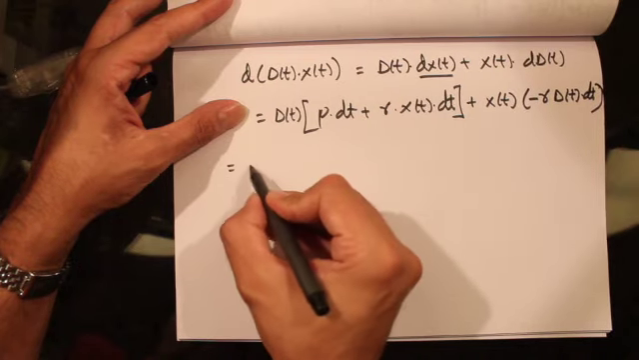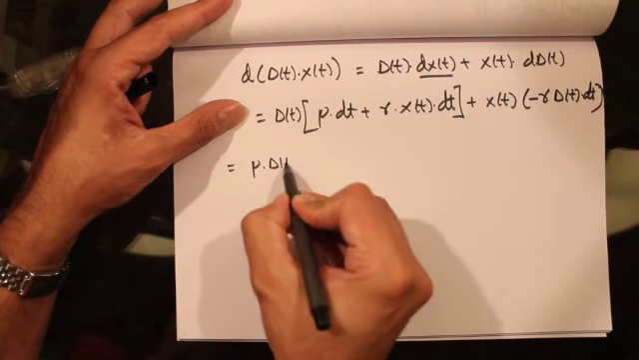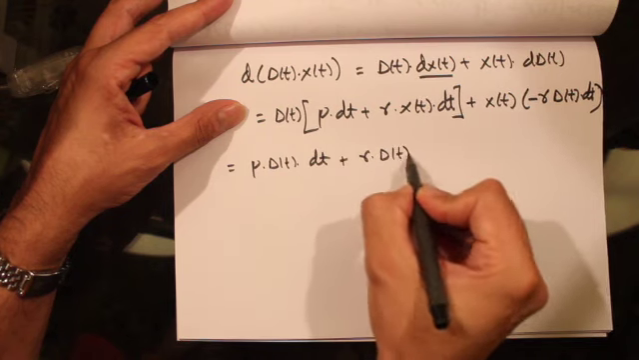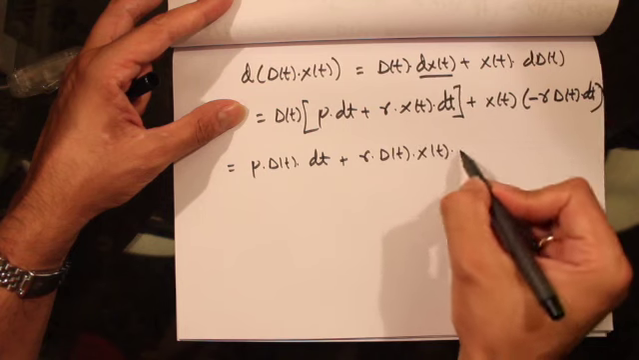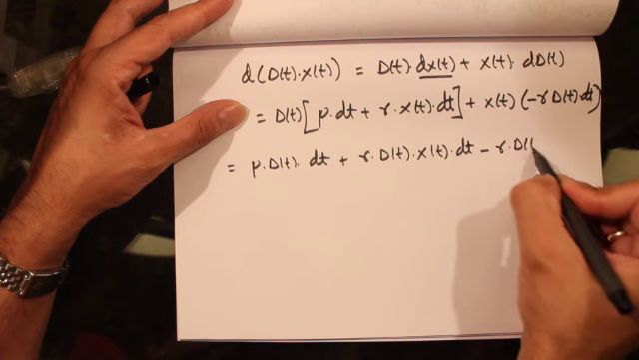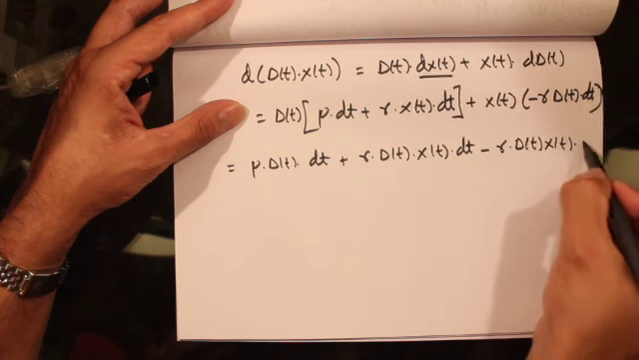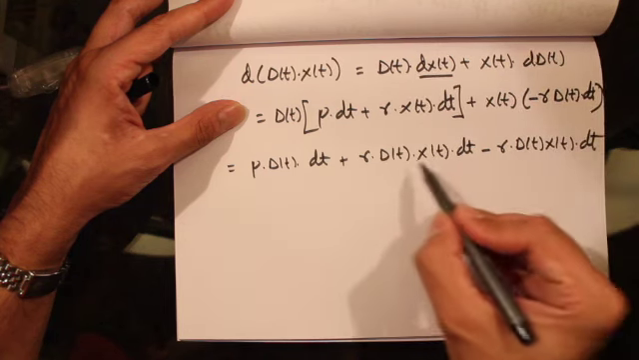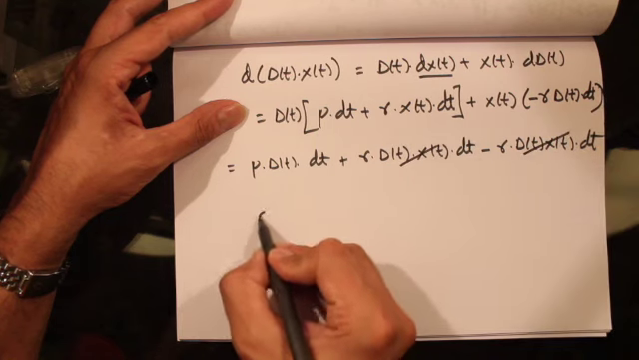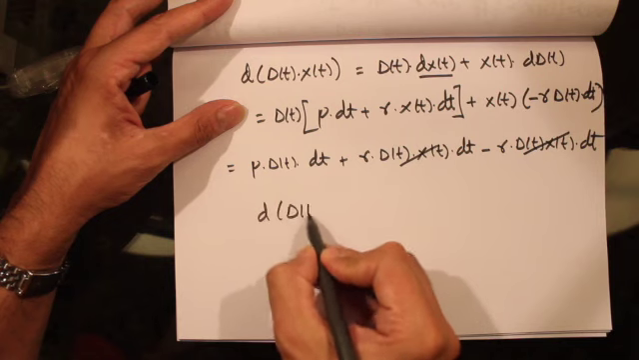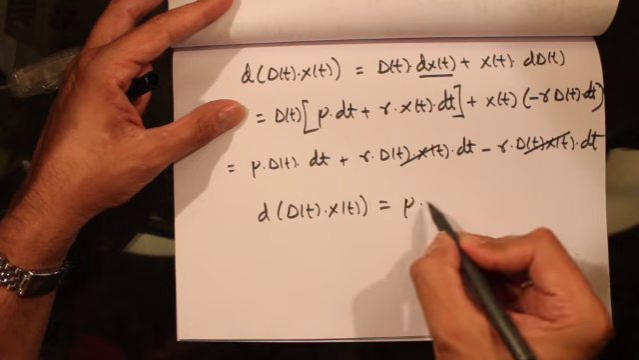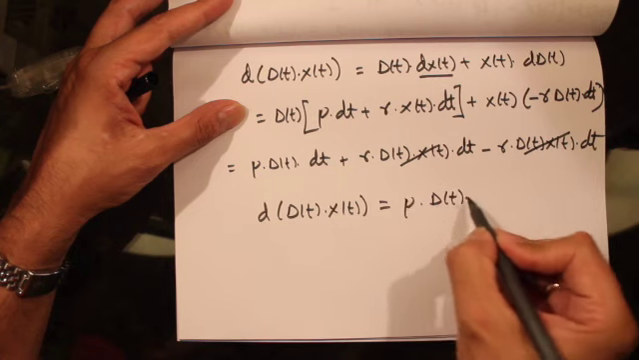Let's open the brackets here. We'll get mu dt times d(t) plus r d(t) xt dt minus r d(t) xt dt. The r d(t) xt dt and minus r d(t) xt dt cancel out, so we get d of d(t) times x of t is equal to mu multiplied by d(t) times dt.